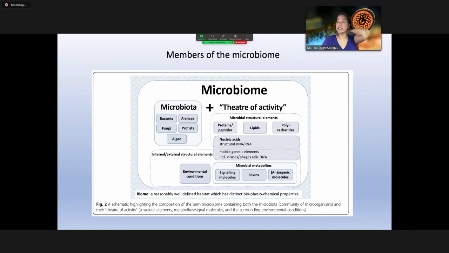Just to go into a little bit more detail about who is in the microbiome. Bacteria, and never forget about archaea. Archaea are also part of the microbiome. A lot of organisms have archaea. Fungi, of course, we also have fungi. And protists, a lot of these protists could be pico-eukaryotes. And algae for some of the organisms, like seaweeds, which have algae in them, like diatoms.